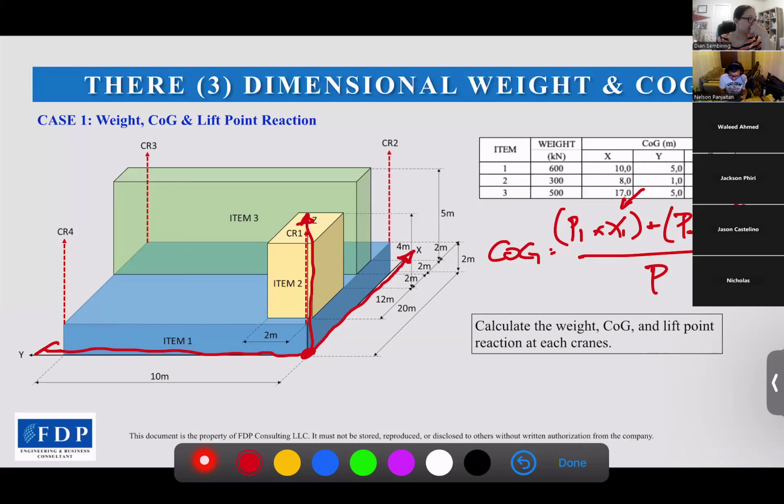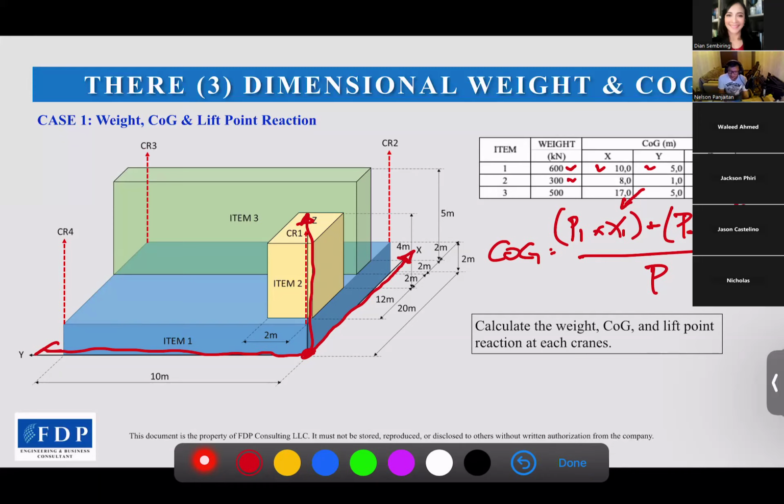So right here we have three items. Item one, the weight is 600 kilonewtons. Item two, the weight is 300 kilonewtons. And item three is 500 kilonewtons. And the COG, I assume it will be at the center of each item. So for the COGX of item one, it will be 10 meters from the origin point, and the y is 5 meters from the origin point, and the z is 1 meter from the origin point.